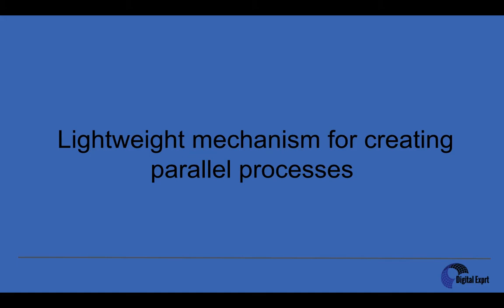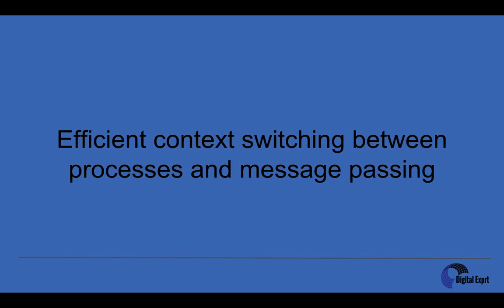So we need a lightweight mechanism for creating parallel processes. That is the most fundamental condition. If we are to build reliable systems, we cannot do so unless we already have a way to create parallel processes, and this way should be lightweight, not very costly. Also, we need efficient context switching between processes and message passing.